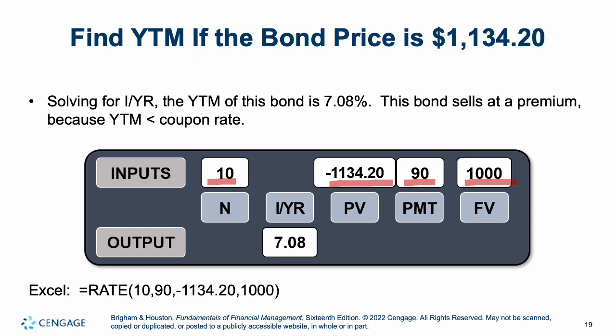So unless some other thing is stated, that's going to be pretty much the default for a bond. And once again, our formula is going to be equals rate. If we use this formula and put in all of the particulars, we're going to get an interest of 7.08%. And that is going to be our yield to maturity, our appropriate rate of interest on that bond.